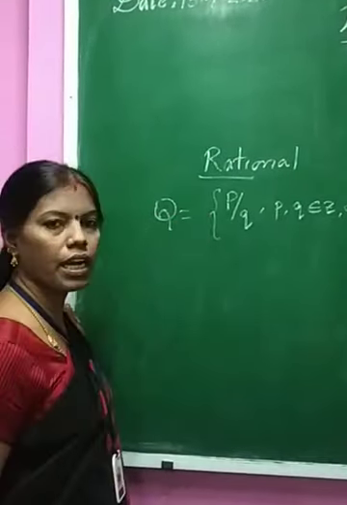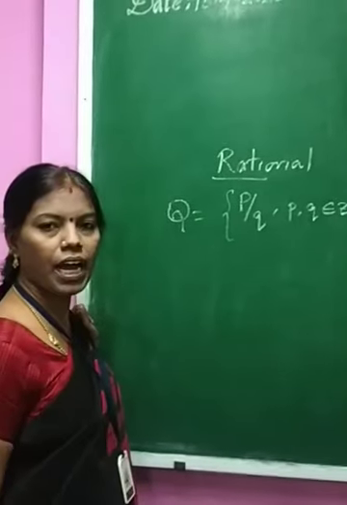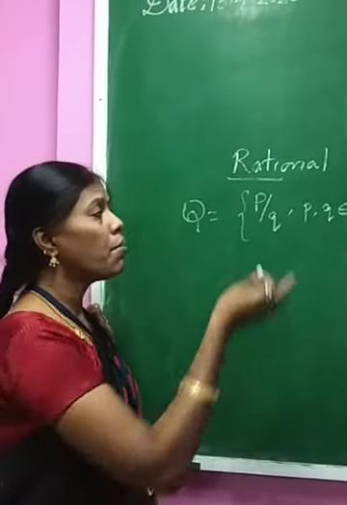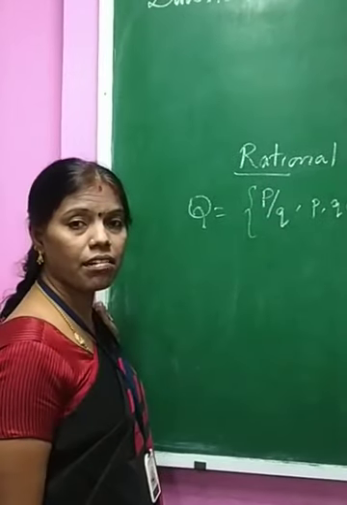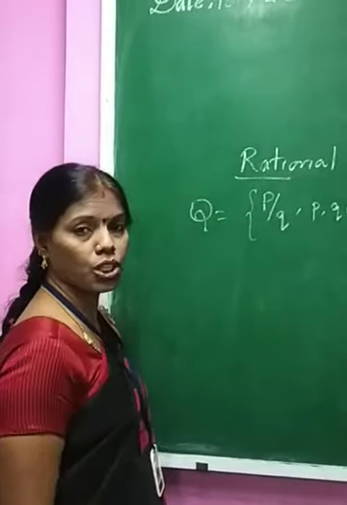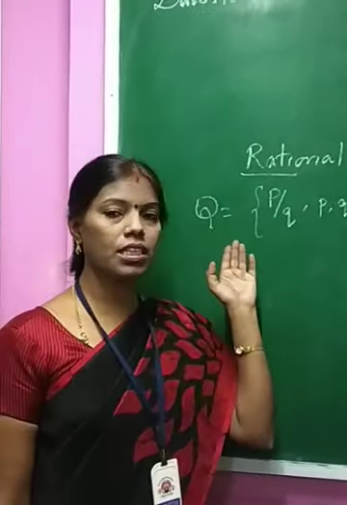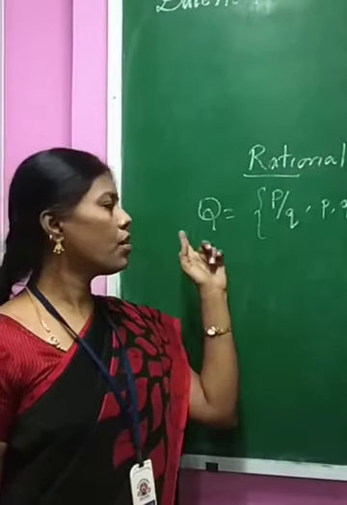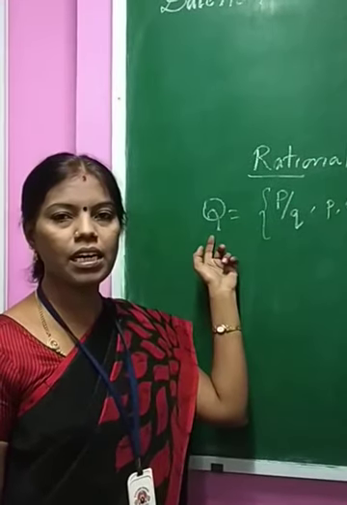So how did the Q come? Ratio. We are dividing 2 quantities. By dividing 2 quantities, we get a result that is nothing but the quotient. So here the quotient is denoted by Q. So rational numbers are denoted by the letter Q.